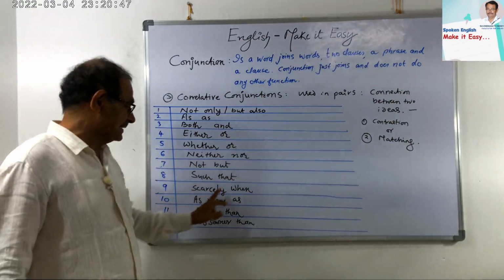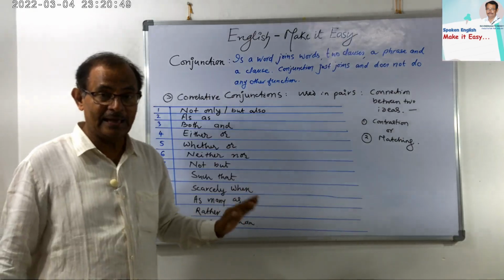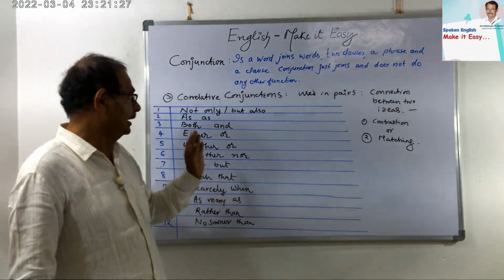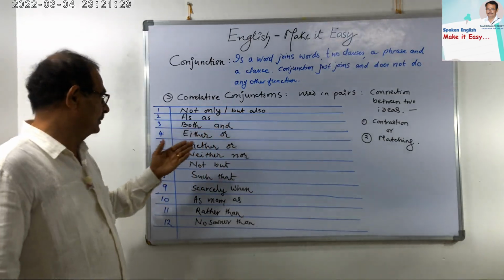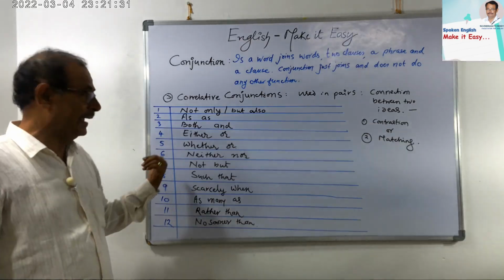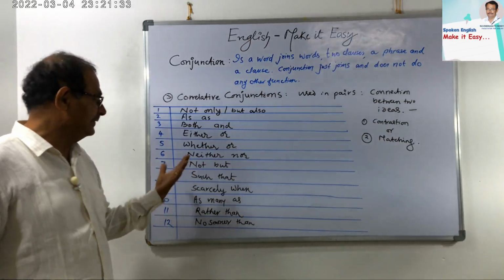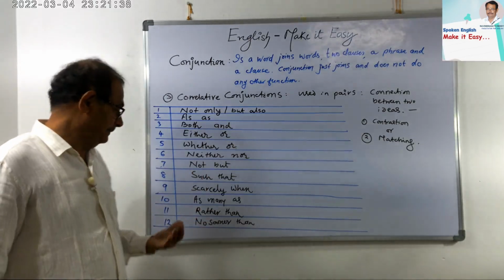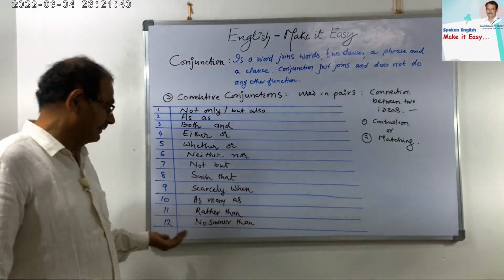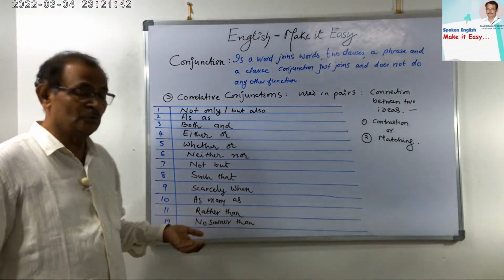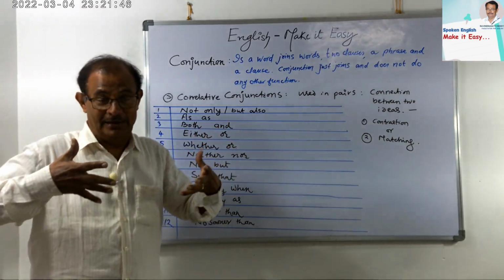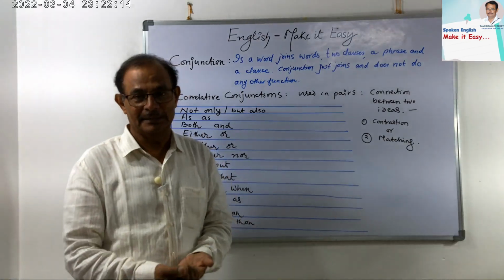Such that, scarcely when, as many as, rather than, no sooner than. Not only but also, as soon as, both and, either or, whether or, neither nor, not but, such that, scarcely when, as many as, rather than, no sooner than. So we have to see some sentences and you have to think for a while. So this is all about the conjunctions.